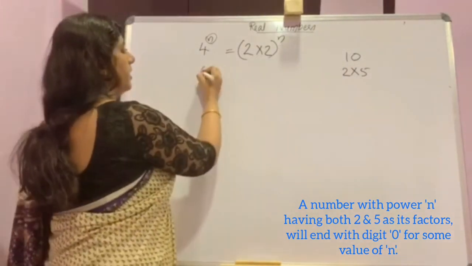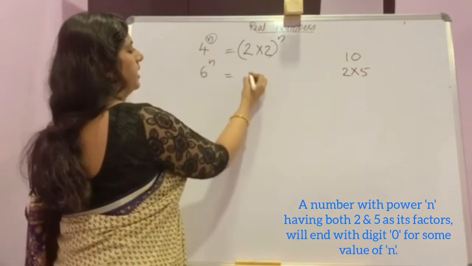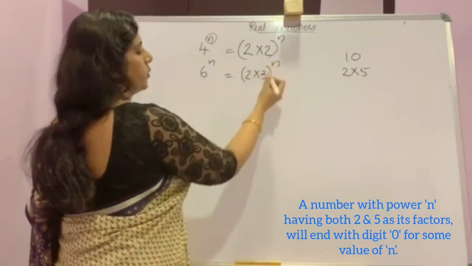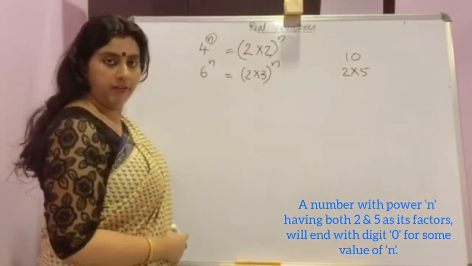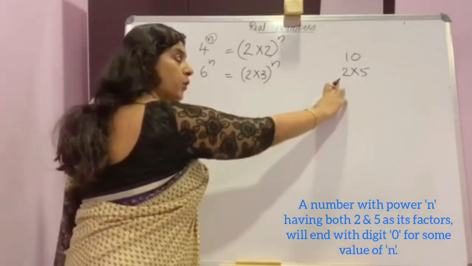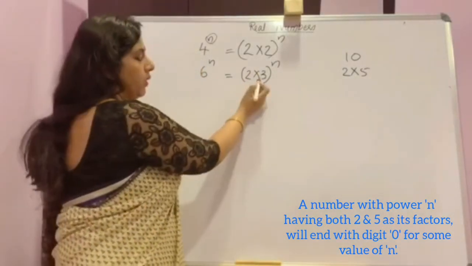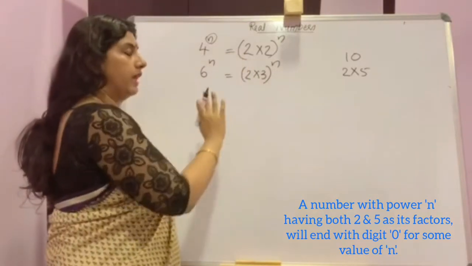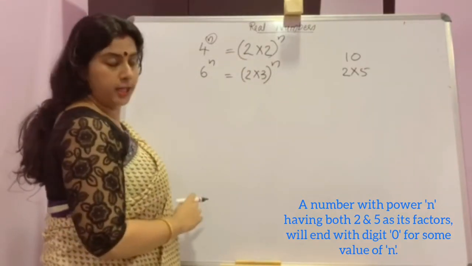Another example. If it was 6 raised to n, again, the factorization is 2 into 3 whole raised to n. Here also no 5. Only 2 is there. We need 2 and 5. So, here there is no 5 in these two examples. So, they will never end with the digit 0.